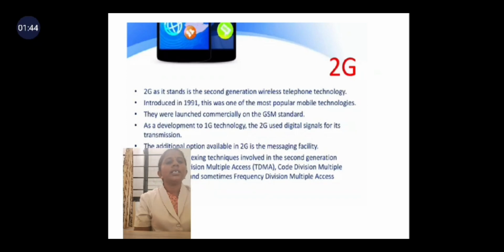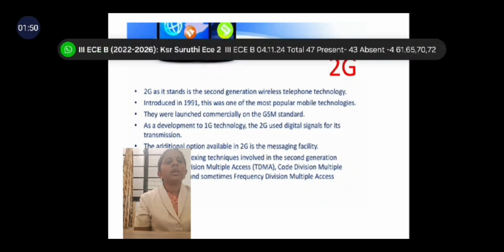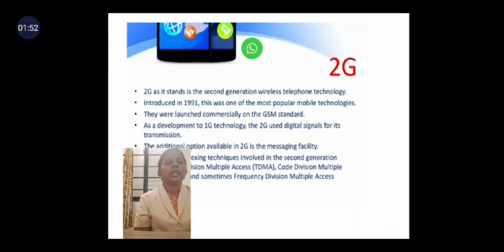The second generation is used for wireless telephone technologies and it was developed in 1991, which is one of the most popular mobile technologies. The standard involved in second generation is GSM, Global System for Mobile Communications. From 1G to 2G, we are using digital signals instead of analog signals. The technology followed in second generation is TDMA and CDMA. Sometimes we are using FDMA also.